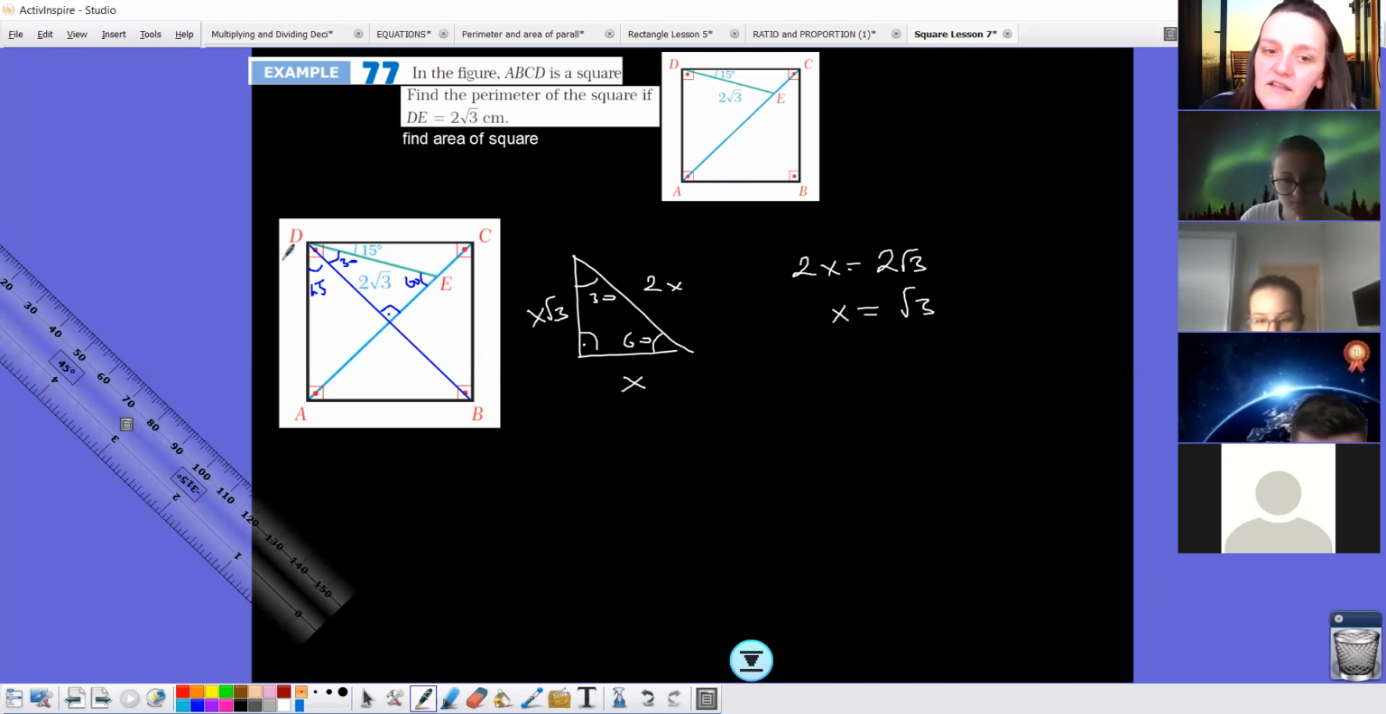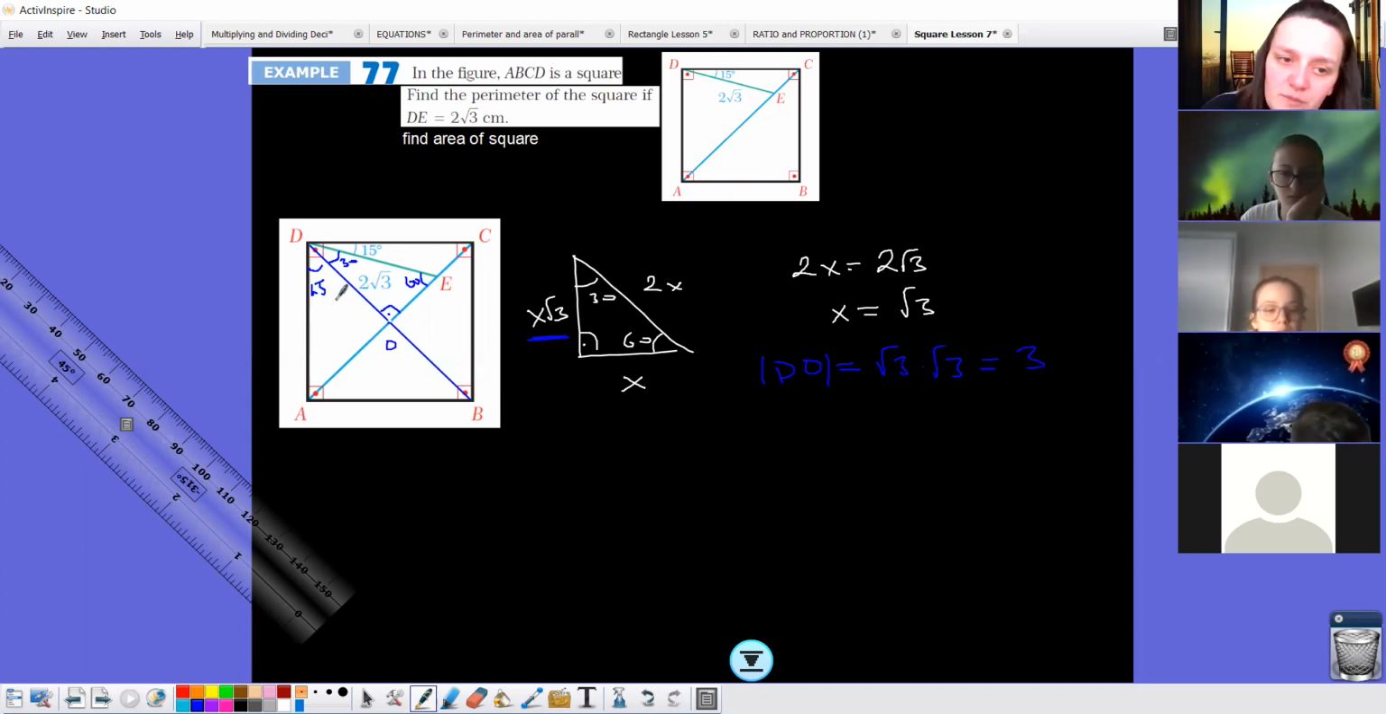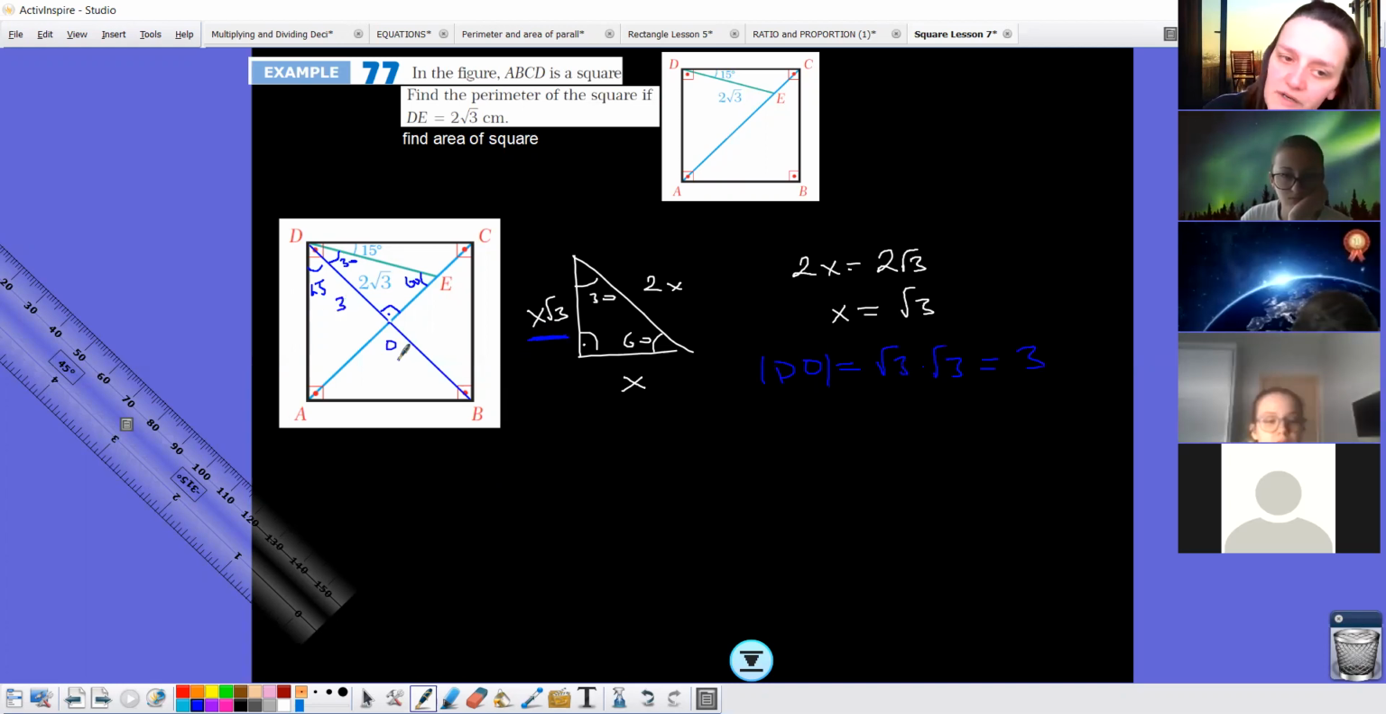And this one, let's say this is O. So DO will be root 3 times root 3, this part will be 3. So if this part is 3 and this part will be 3, can I find the side right now?